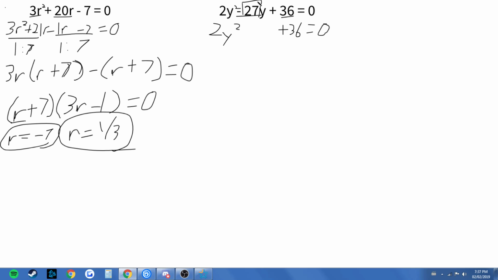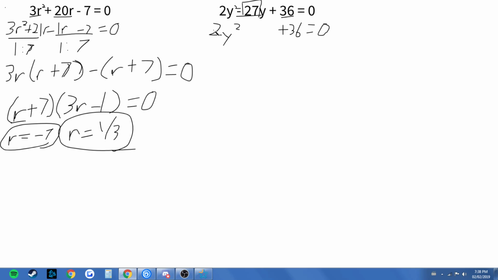Okay, let's think of what could add up to 27. Let's try 13 and 14. No, that probably wouldn't work. 6, 3 and 24. So 3 times 12. Okay, yeah, that would work.